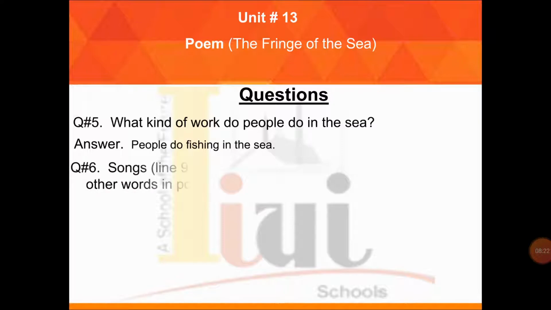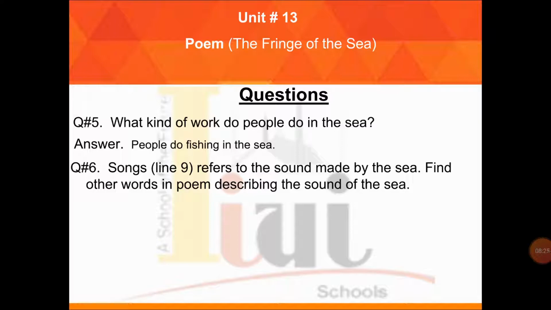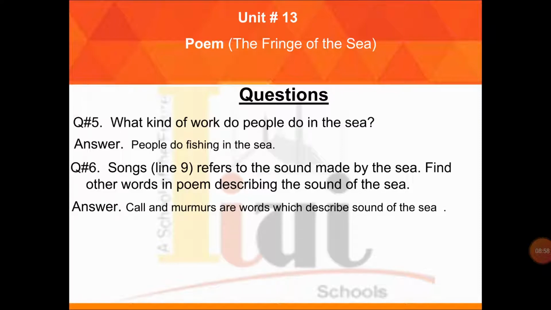Now come to question number 6. Write down this question in your notebook. The question is, songs, line 9, refers to the sound made by the sea. Find other words in the poem describing the sound of the sea. Again, I already have explained to you the sounds of water and sounds of sea described in this poem on page number 85 in the 7th stanza. The last line of the 7th stanza has the words call and murmur. So the answer is the same for this question. Call and murmurs are words which describe the sound of the sea. Write down this answer in your notebook.